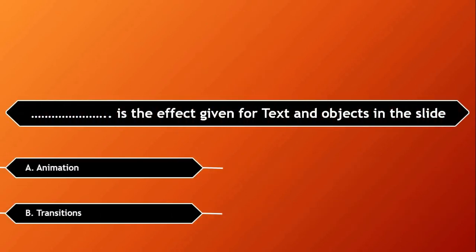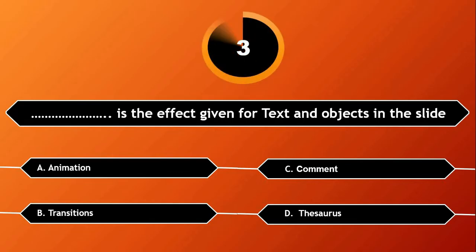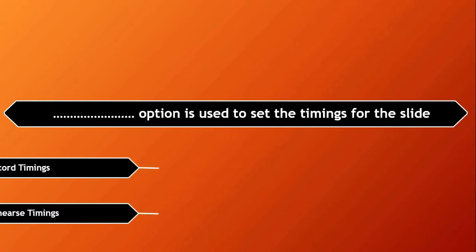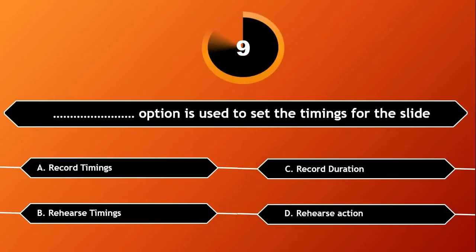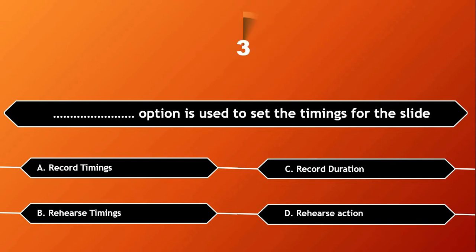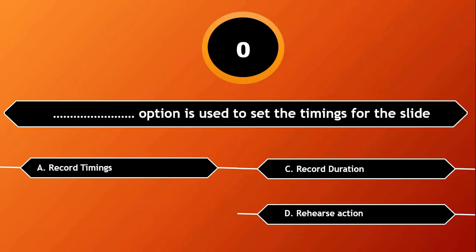Dash is the effect given for the text and objects in the slides: animation, transition, comment, etc. The right answer is animation. Dash option is used to set the timings for the slide: record timings, rehearse timings, record duration, rehearse action. The right answer is rehearse timings.